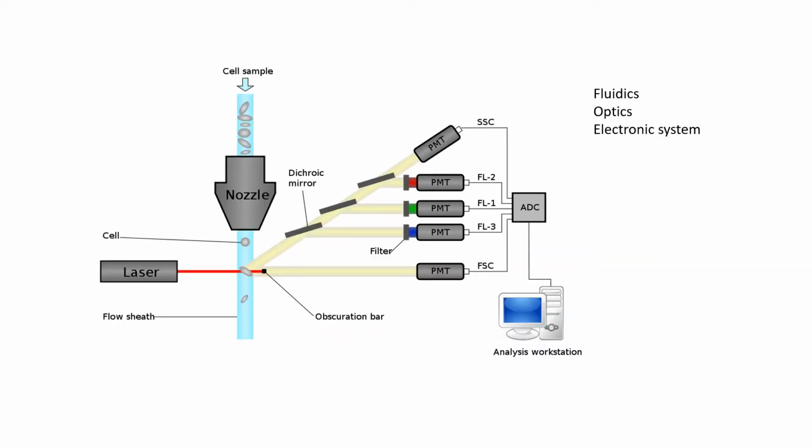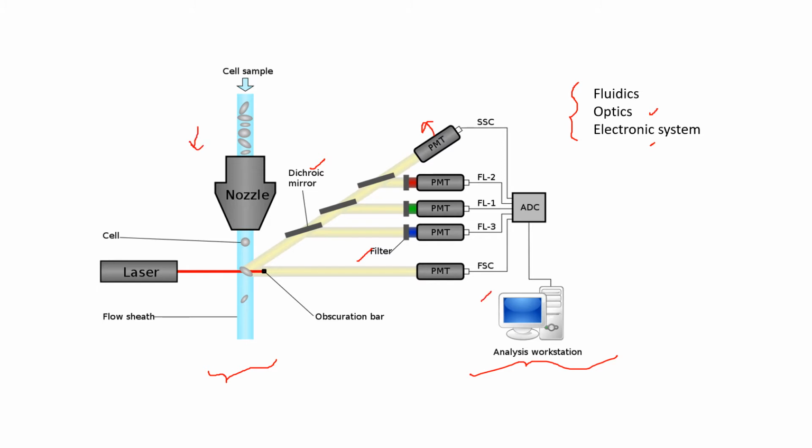This is the diagram of a flow cytometry instrument. The flow cytometry instrument includes three parts. First one is the fluidic system that includes the sample fluid and the sheath fluid. Second one is the optics system. It includes dichroic mirror, different kinds of filters and the photomultiplier tube. It is a sensor or detector. And the third one is the electronic system that converts analog signal into digital signal and it is recorded on a computer.